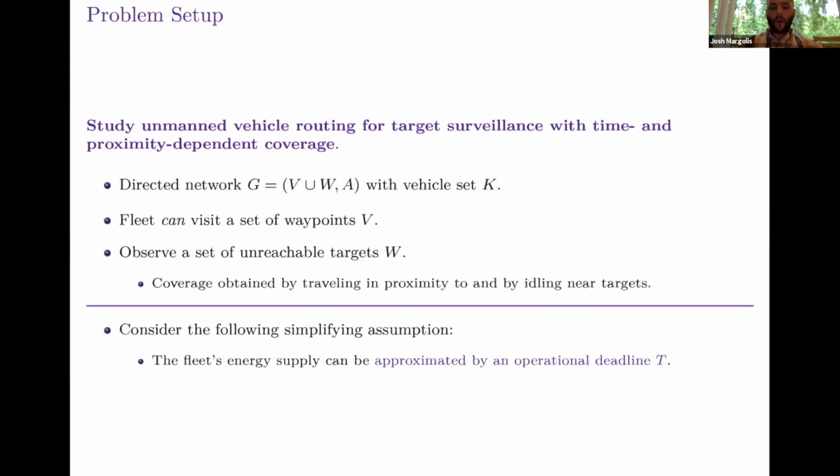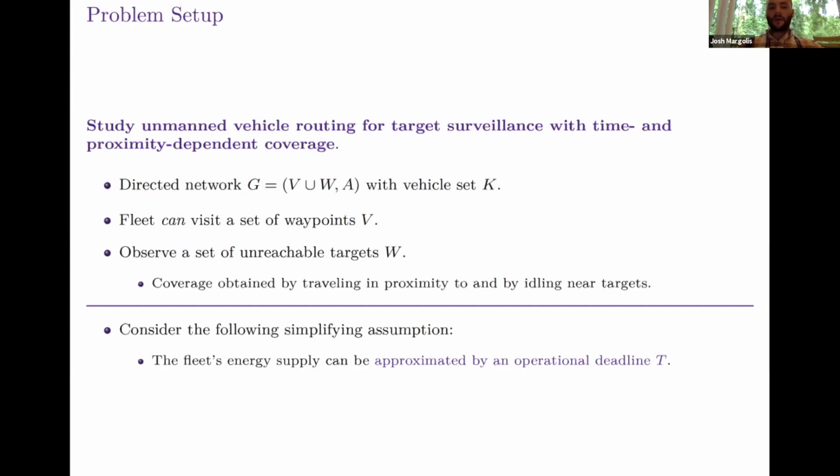We're dealing with a set of waypoints V, through which this set of vehicles can travel. These waypoints are assumed to be fixed and known a priori, and we're going to route them in such a way that we cover or observe an unreachable set of targets W. Again, we're trying to accrue a level of information about these targets. How do we do this? Well, coverage is going to be accrued based upon the proximity to and the time near said targets. And I'll talk about that in a little bit more detail coming up.